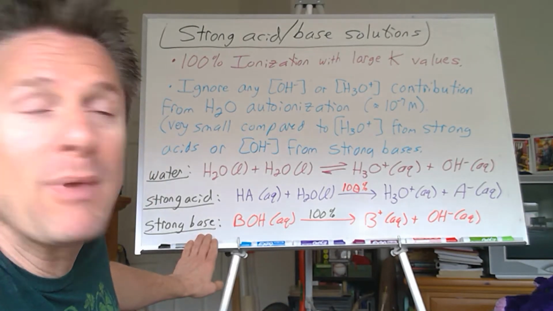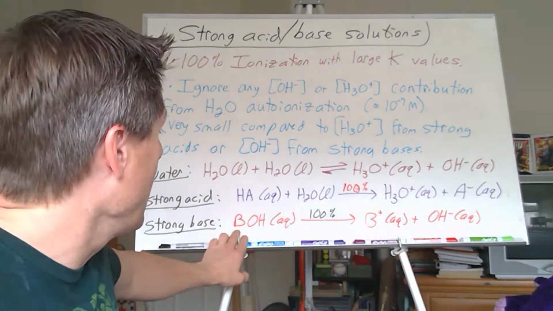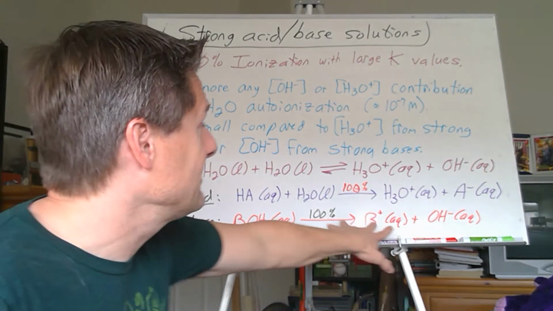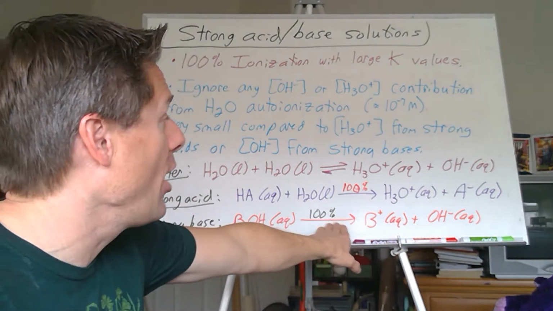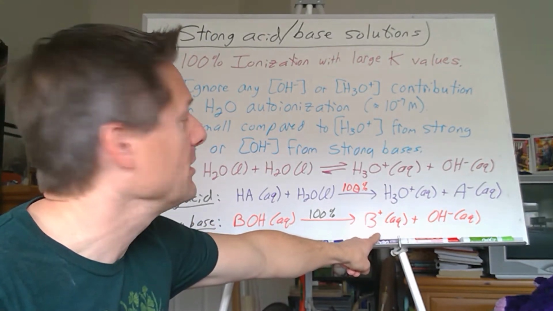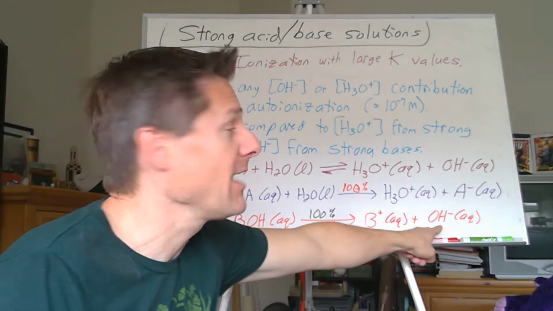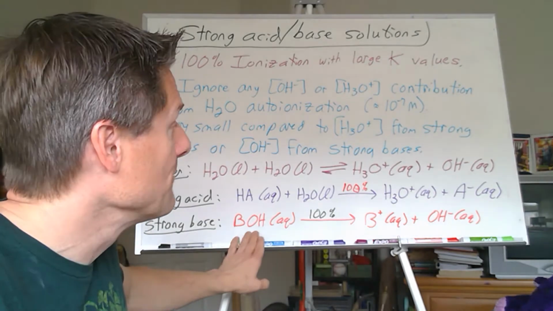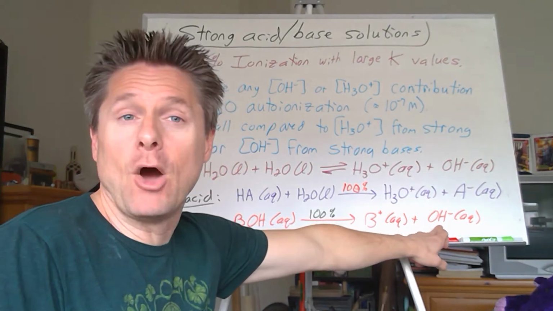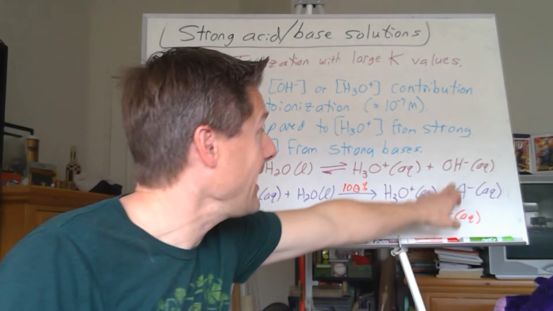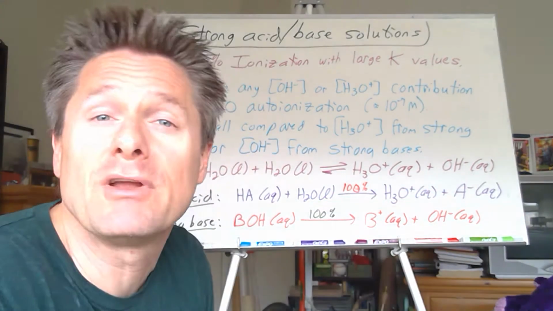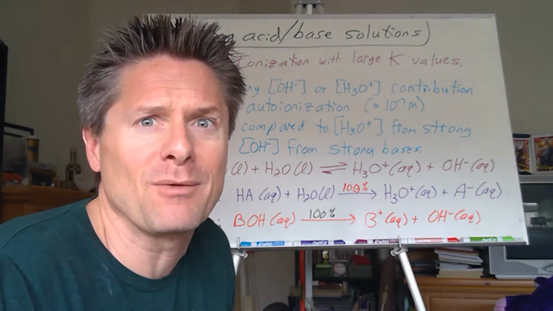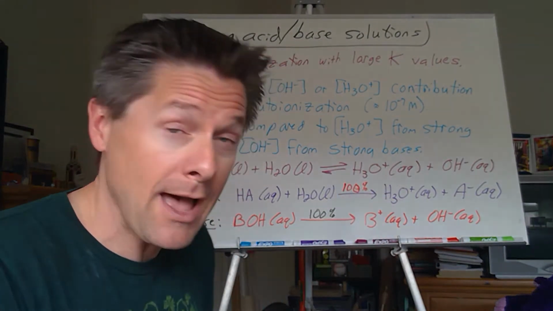Same thing if I have a strong base. Usually it's going to be an alkali metal hydroxide like sodium hydroxide, potassium hydroxide, something like that. That's going to dissociate, because it's an ionic species, 100% in water. And so the concentration of the cation and the concentration of the hydroxide ion will be the same as the original base, which makes it easier. That's why we don't need ice tables. And then you've got the OH minus contribution from the strong base and the OH minus from the autoionization of water. But we're going to make the same assumption that the hydroxide ion concentration from the strong base is so huge. How huge is it?